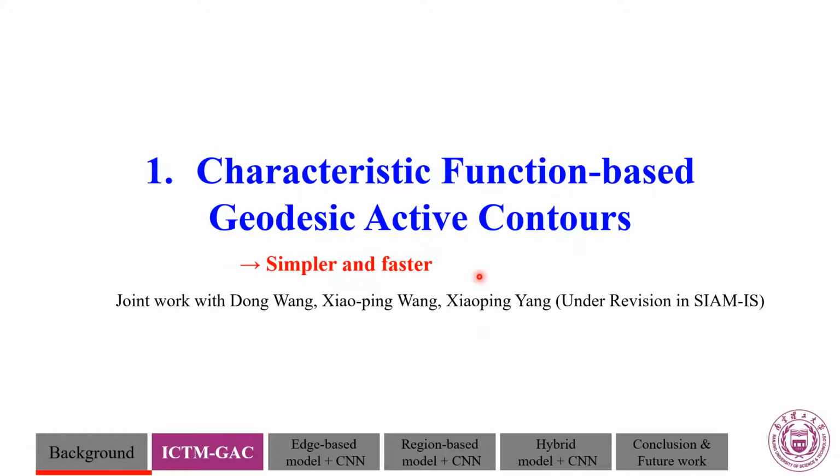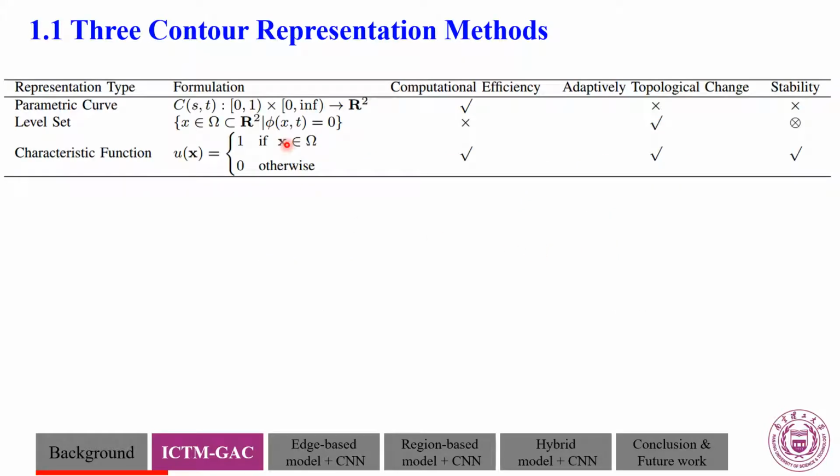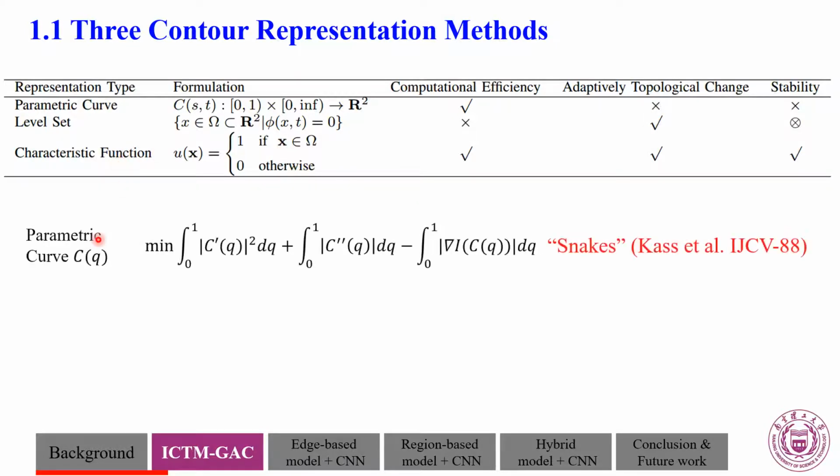The first work is characteristic function-based geodesic active contours, which was collaborated with Dong Wang, Xiaoping Wang, and my advisor Xiaoping Yang. The main contribution is to make the geodesic active contour model simpler and faster. Basically, there are 3 types of contour representation methods. First, we can use the parametric curve to represent the contour. It is computationally efficient, but it cannot adaptively handle topological changes, and it has poor stability.